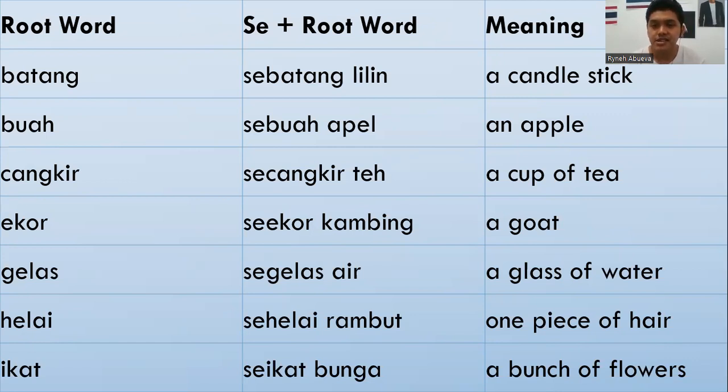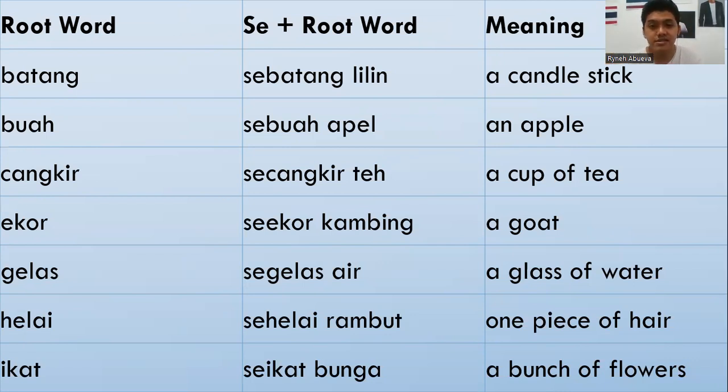So let's continue with the first word, root word, batang. It becomes sebatang. Sebatang meaning a candlestick. Buah becomes sebuah apple, meaning an apple. Cangkir is used as a quantifier for tea. So cangkir teh. In additional info, cangkir means a cup.